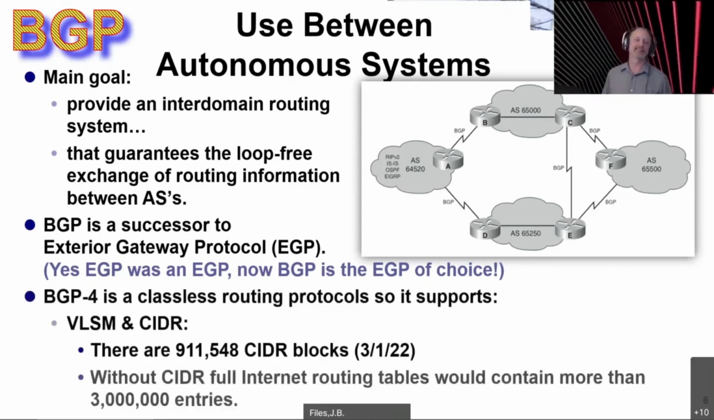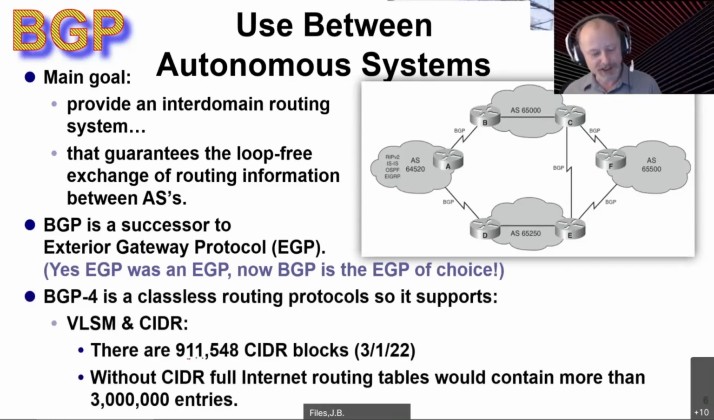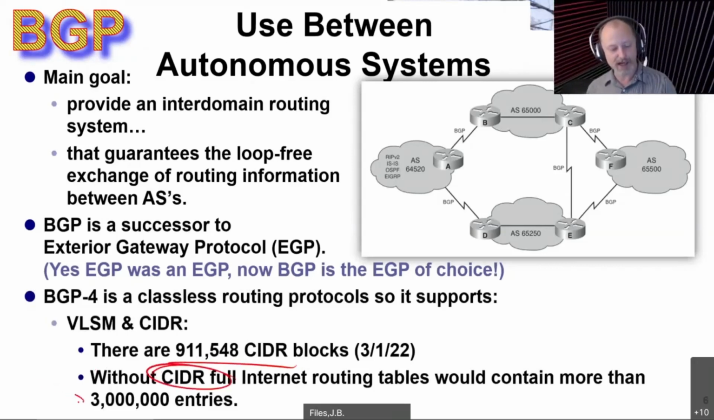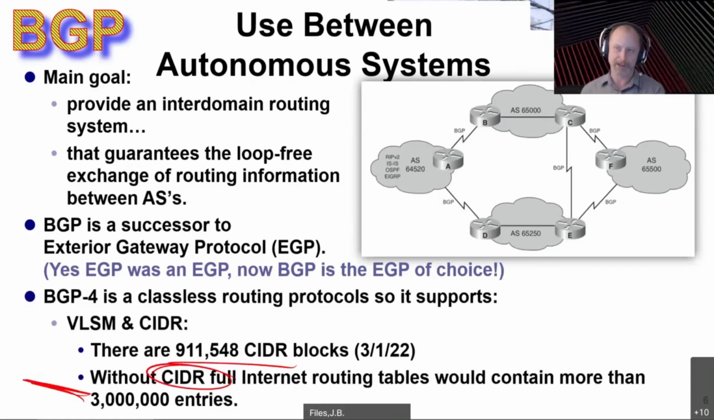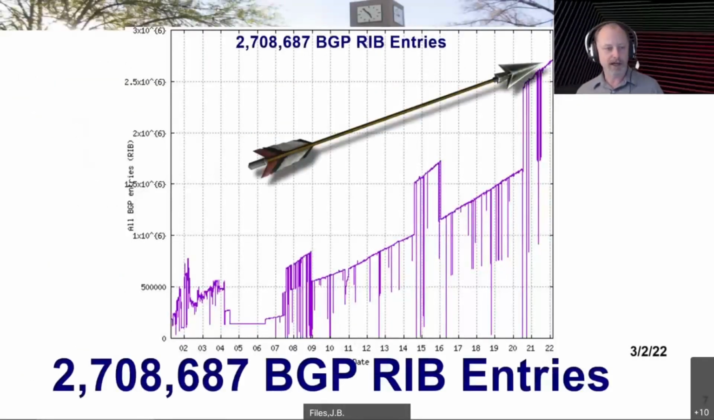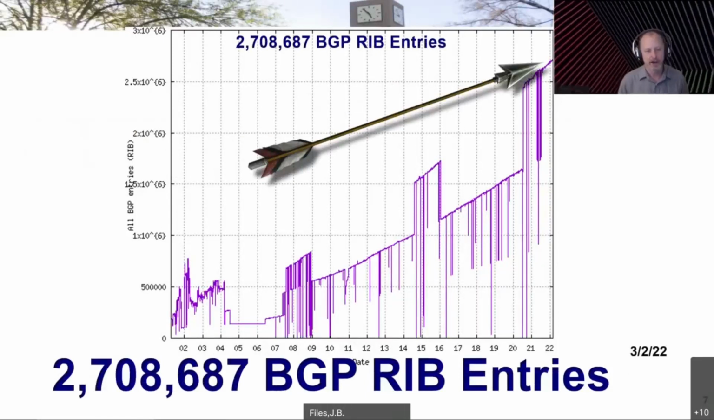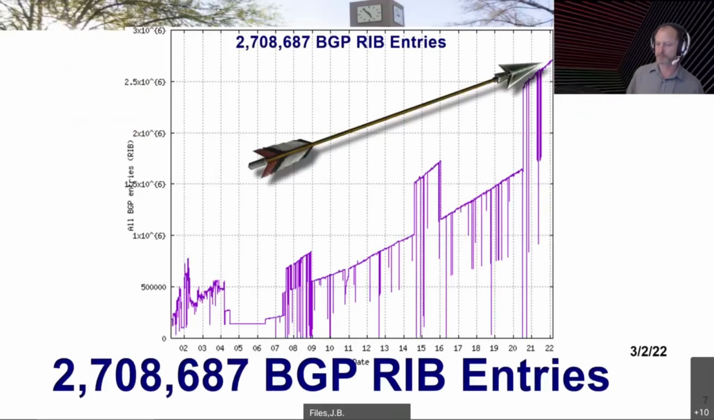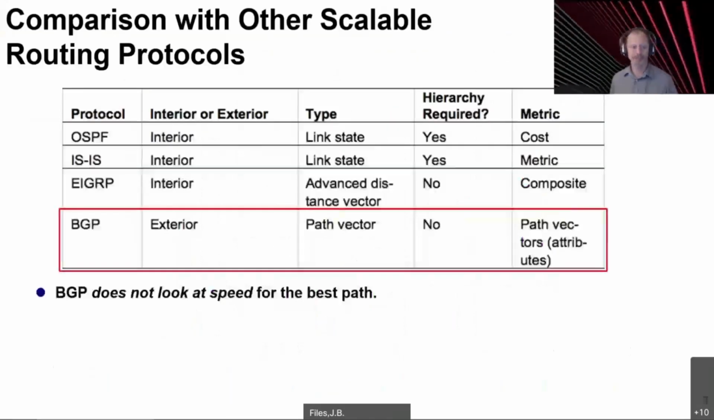It is a classless routing protocol. There's a bunch of CIDR blocks. And without CIDR, we'd have a whole heck of a lot of entries. I just updated these numbers today. So right now there's 2.7 million RIB entries in the BGP table. And that went up by a couple hundred thousand even since a year ago.